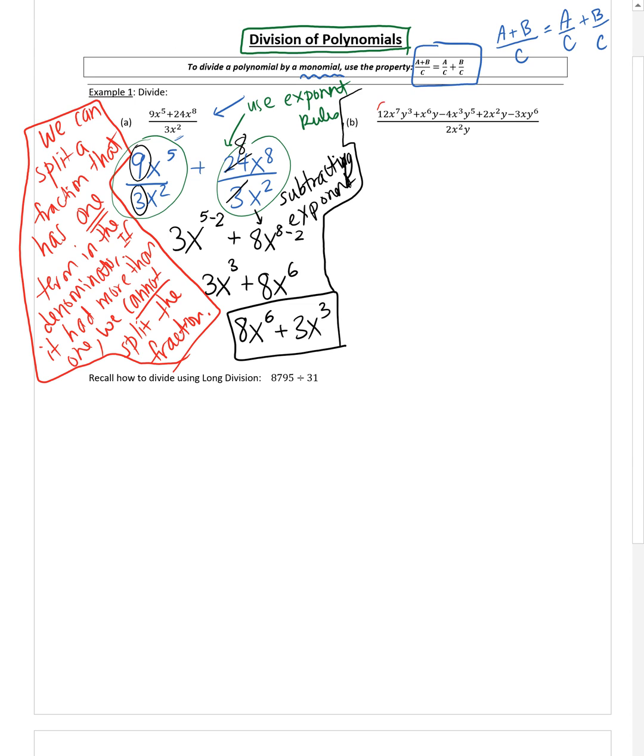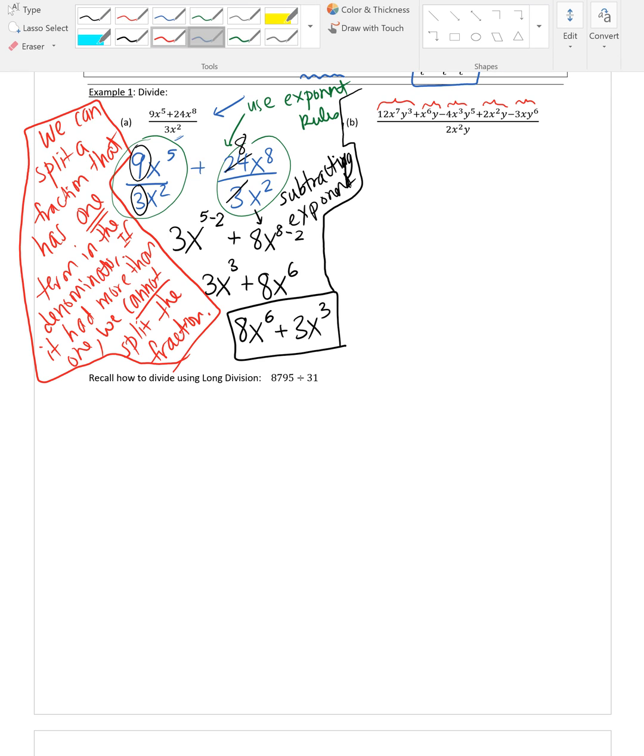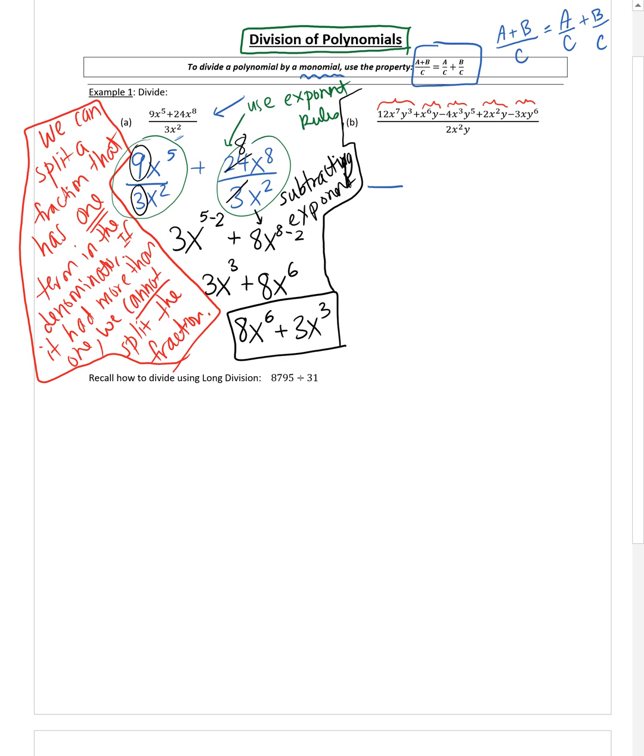How many terms are on the top here? 1, 2, 3, 4, 5. Because remember, one term starts and only ends when there's a plus or a minus. So I see 5 terms. That means I'm going to have 5 fractions here.